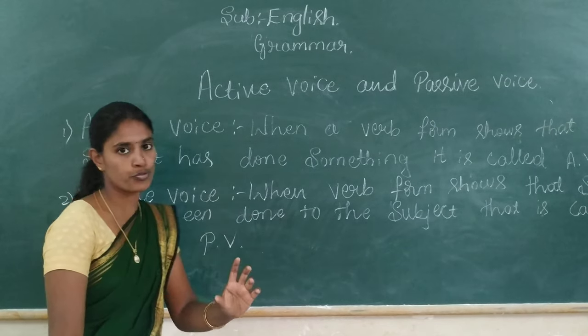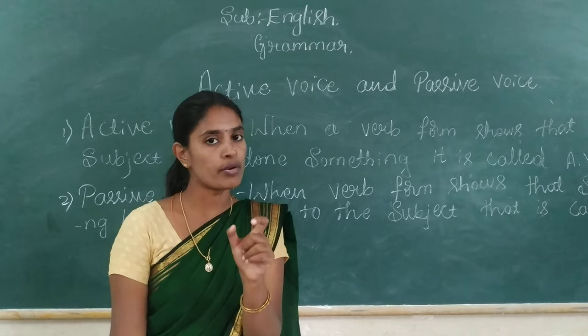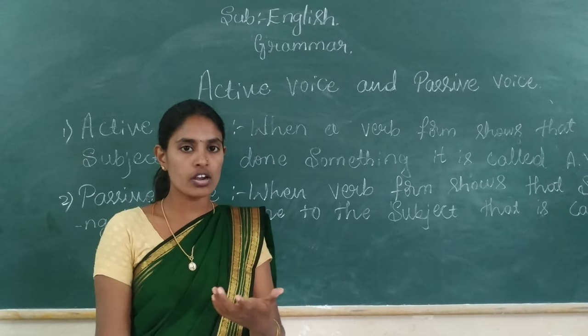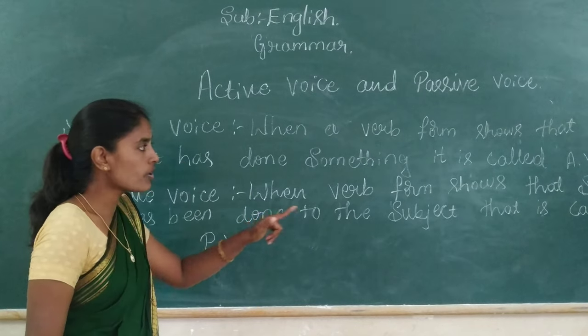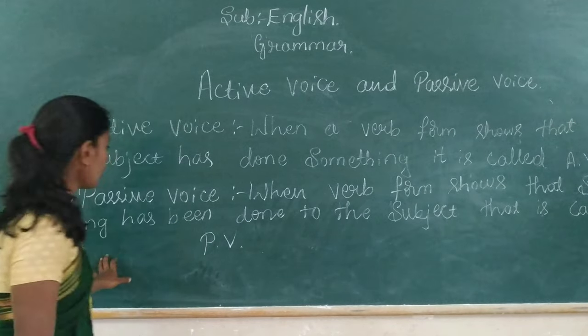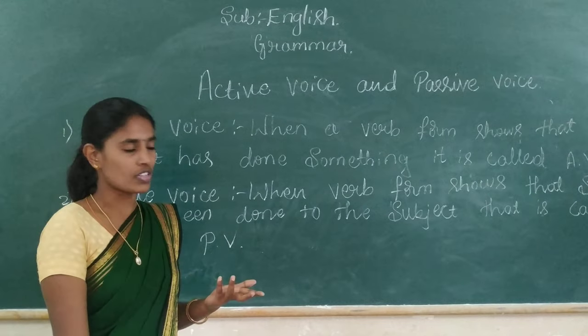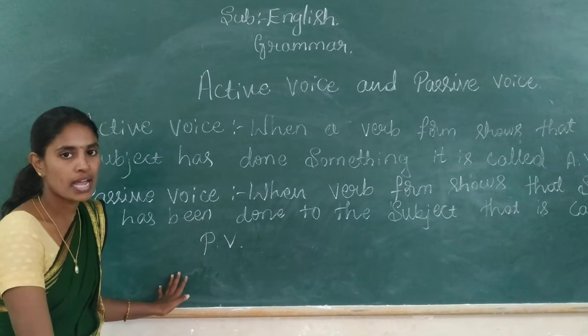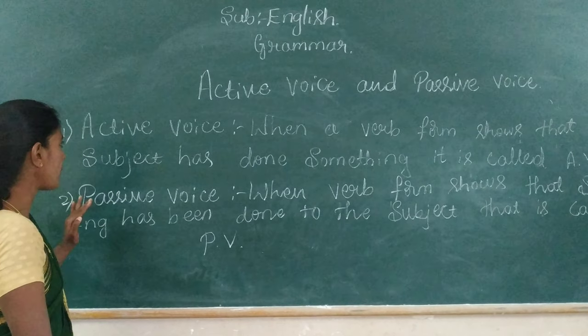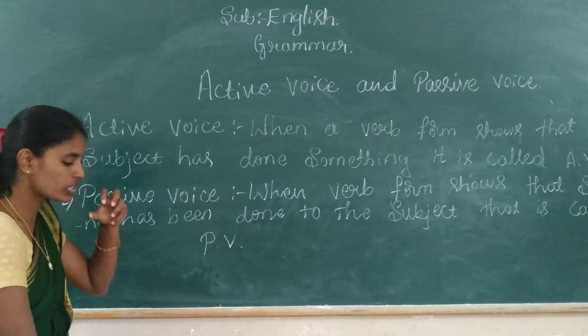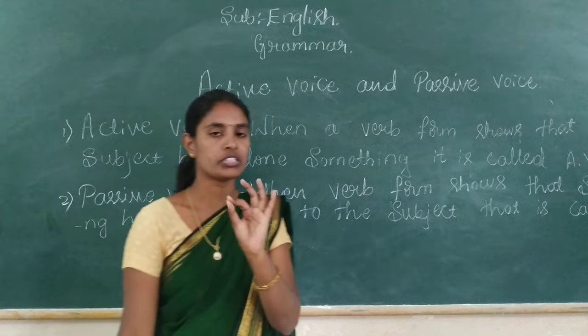So, when a verb form, so that shows verb means that shows which word shows the action, that is called verb. When a verb form shows that something has been done to the subject, that is called passive voice. Understand it? So these are the active and passive voice. So here very simply I will tell you.